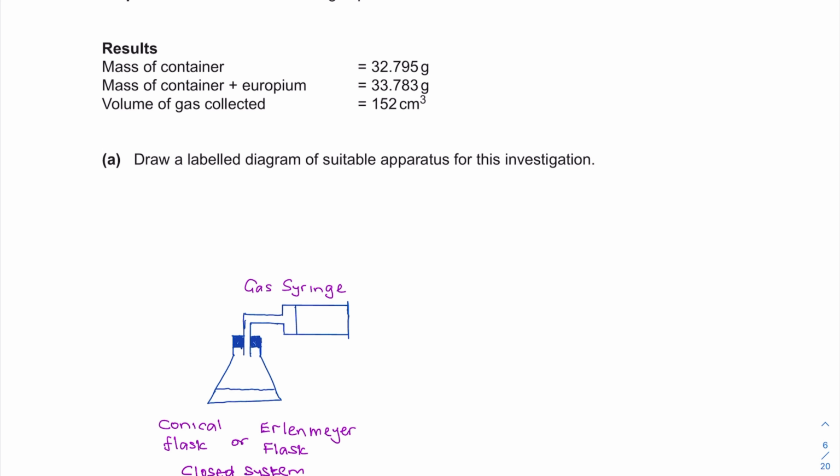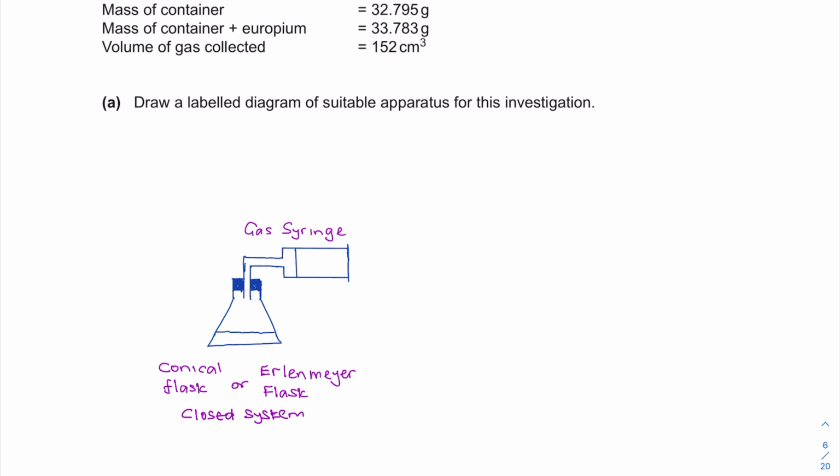Well, this is the diagram that I would draw. We have the conical flask, or you might call it Erlenmeyer flask, in a closed system because nothing is going out and nothing is coming in. So it's a closed system. When the gas is produced from this reaction here, the gas will go into the cylinder. You can measure the gas collected.